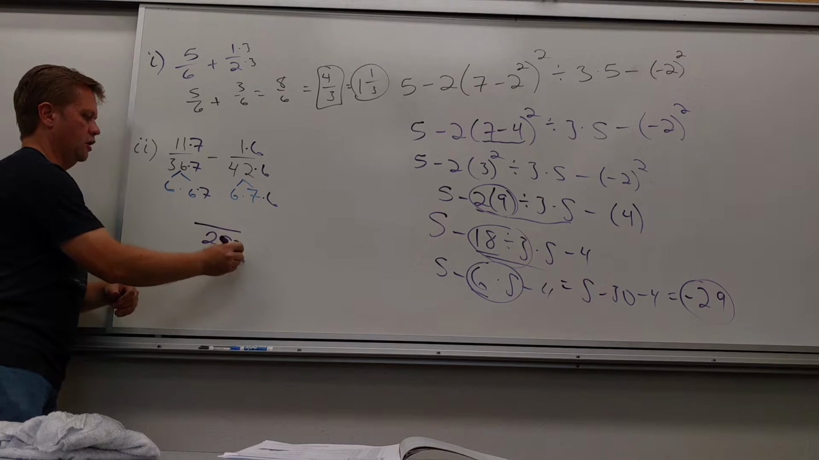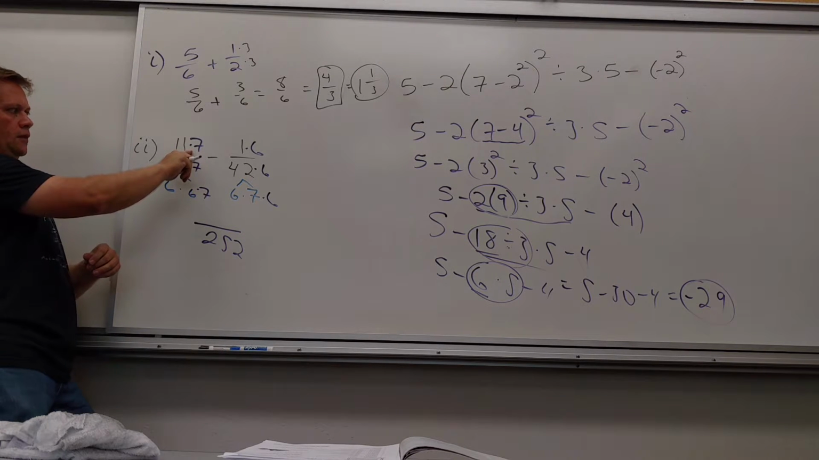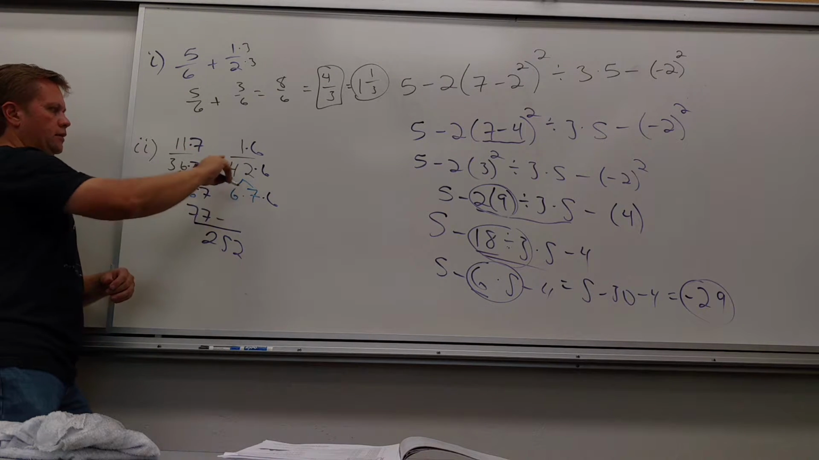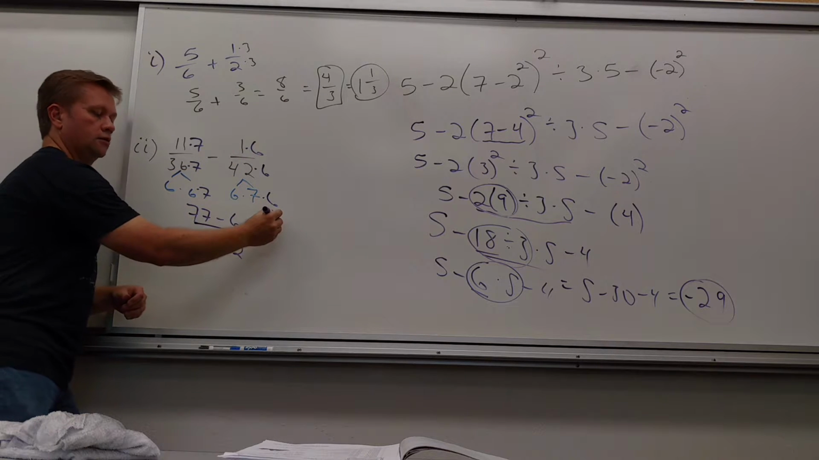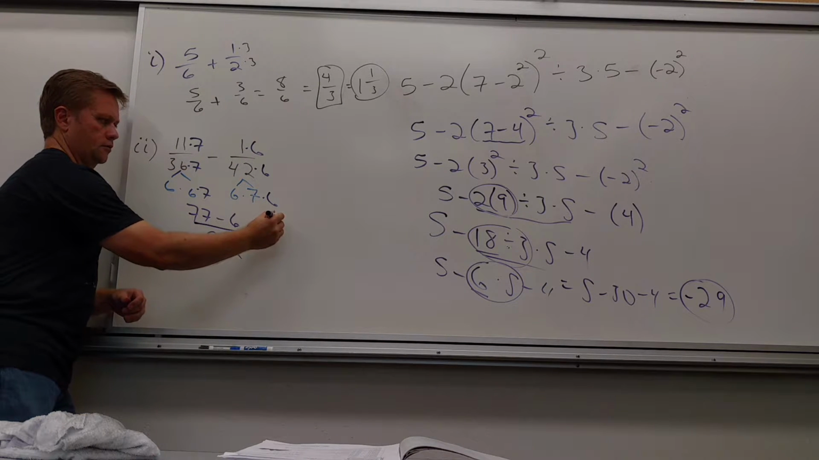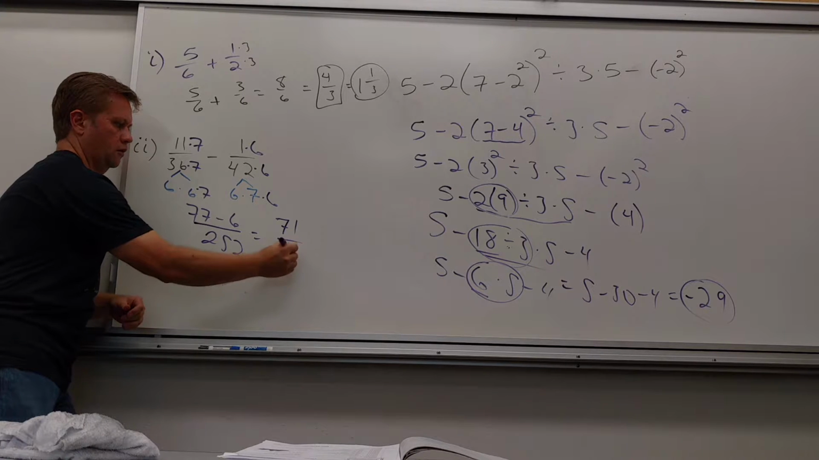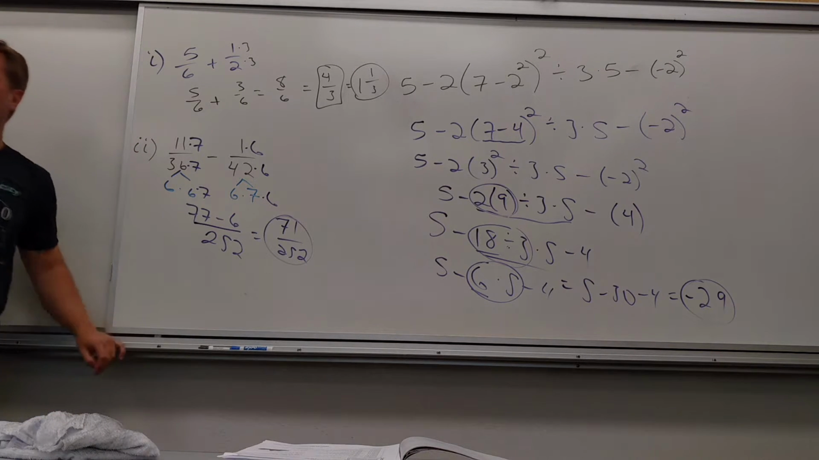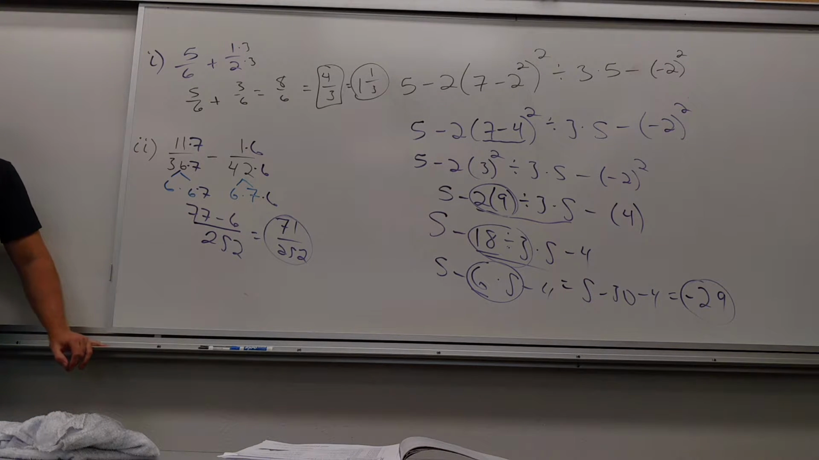252. And what do I get on the top? What's this? 77 minus 6. So I get 71 over 252. I like it. That's a beautiful method. There's other methods you could use, but I love that method.